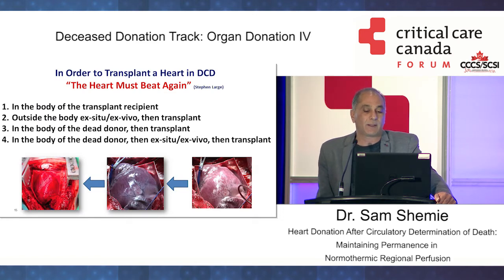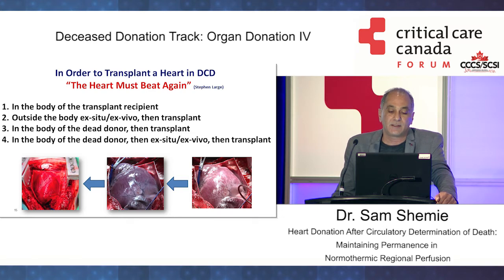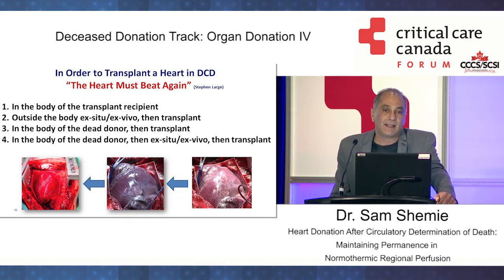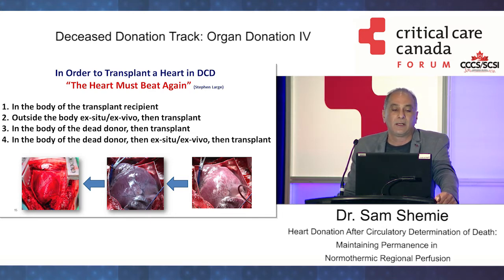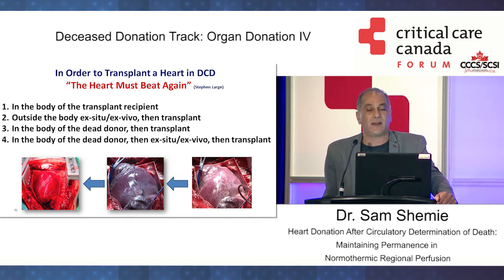In order to transplant a heart, Stephen Large, who is the pioneer in Cambridge, said the heart must beat again. So how do you get back from an anoxic, ischemic, arrested heart to a pumping heart? You can do that in the body of the transplant recipient. Clearly, it has to occur in the body of the transplant recipient. You can do it outside the body, ex situ, ex vivo, then transplant. You can do it in the body of the dead donor and then transplant. Or you can do it in the body of the dead donor and then ex situ and then transplant.